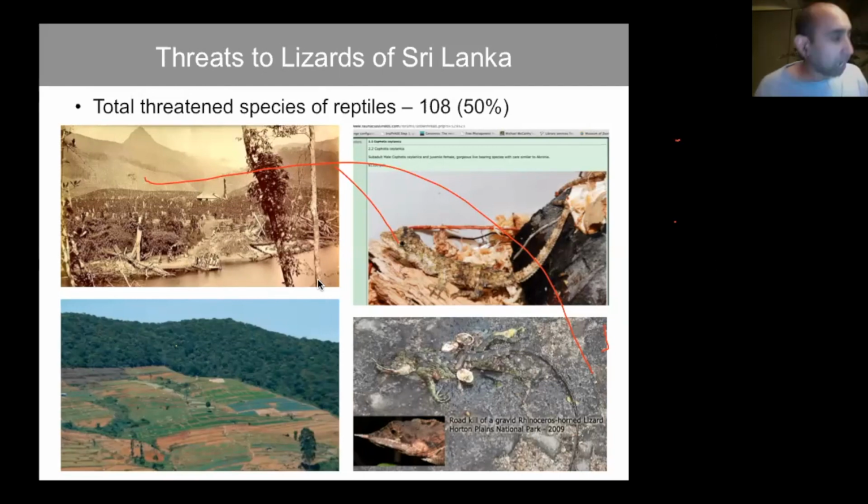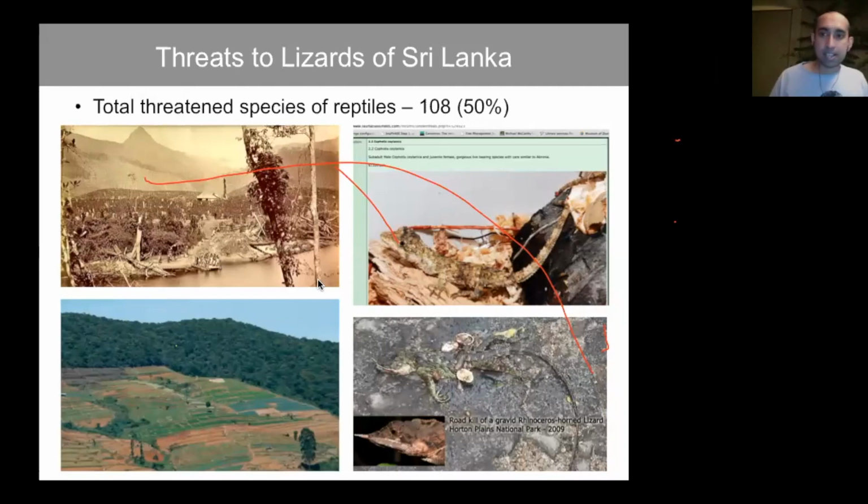Roadkills are another major threat because a lot of roads cut across major forest habitats in Sri Lanka. What I have here in the picture is a Ceratophora stoddartii, a gravid female that has been crushed by road traffic in Horton Plains National Park.